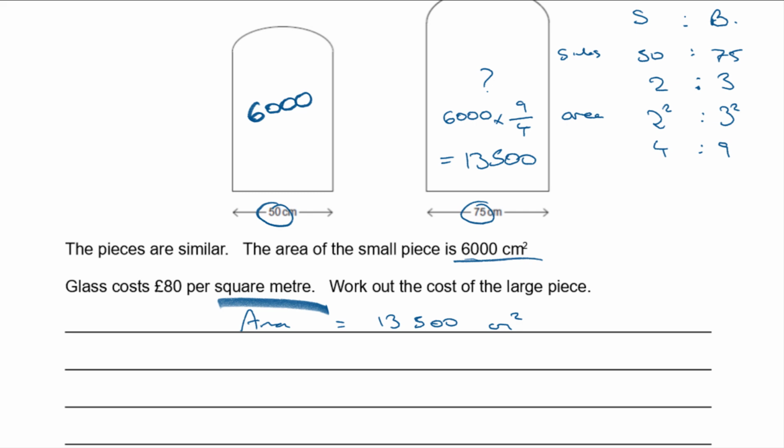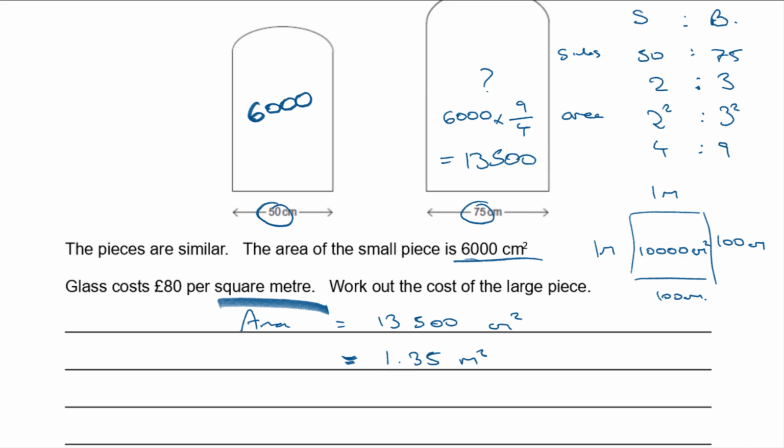So how many square centimeters in a square meter? Well, if you think about a square meter, 1 meter by 1 meter, it's going to be 100 centimeters by 100 centimeters, isn't it? So 100 times 100 is 10,000 square centimeters in a square meter. So if I want to turn 13,500 square centimeters into square meters, I need to divide it by 10,000, and that's going to give me 1.35 square meters then.